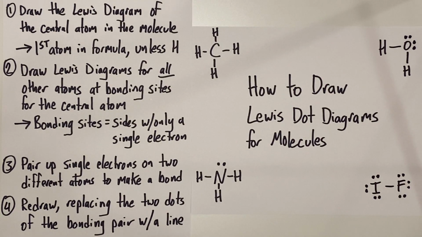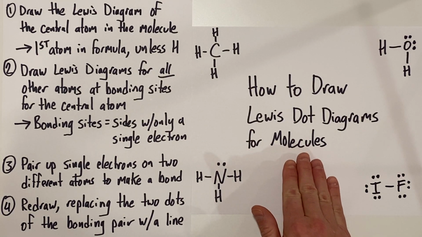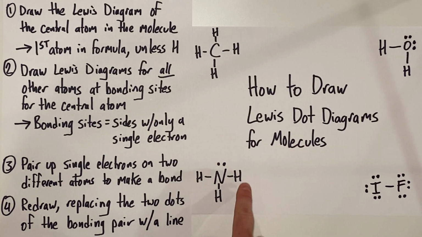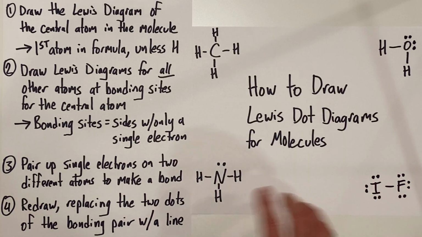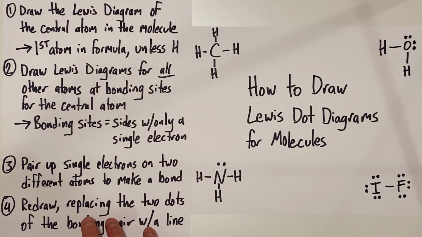In this video, we're going to learn how to draw Lewis dot diagrams for molecules. Now, molecules are the structures that non-metal atoms make when they bond together. And Lewis dot diagrams are a great way to show how the non-metal atoms actually fit together. What's bonded to what? And in what shape do these atoms come together? We're going to follow these 4 steps here to draw Lewis dot diagrams for molecules.